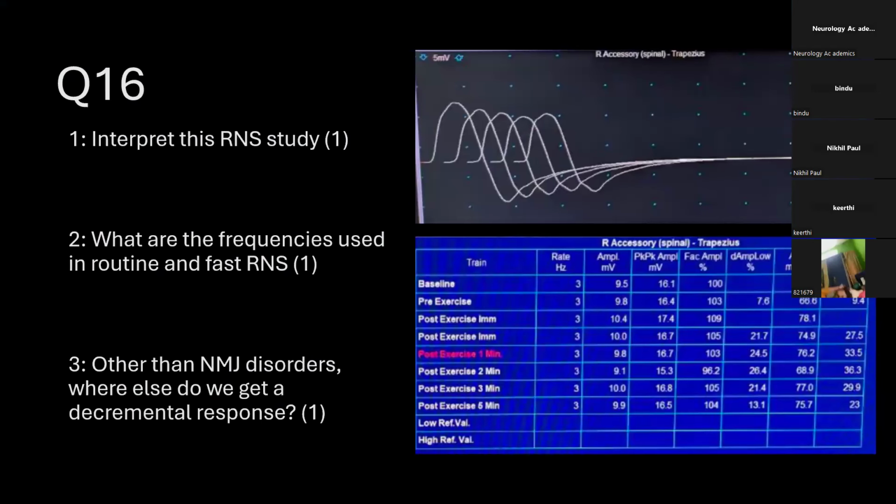Next question. Interpret this RNS study. What are the frequencies used in routine and fast RNS? Other than NMJ disorders, where else do we get a decremental response?